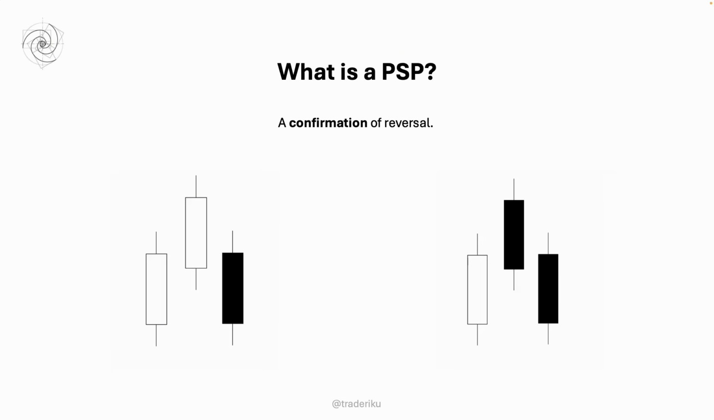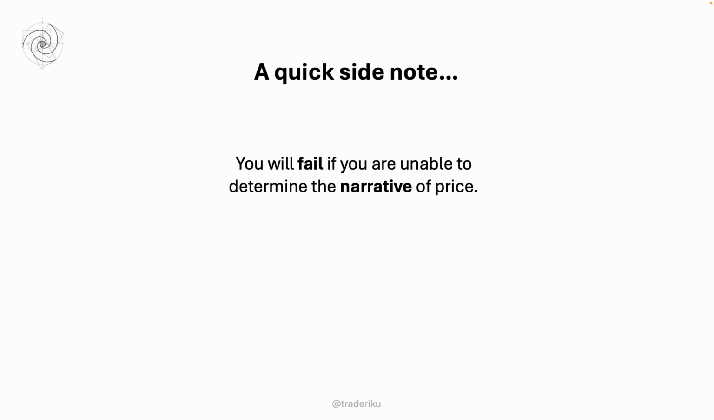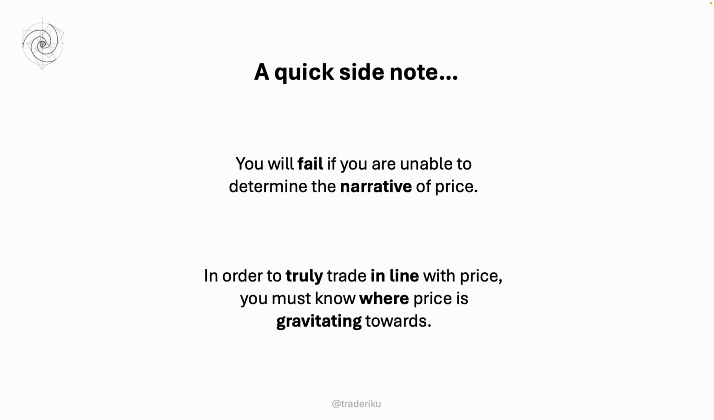So now you should understand what a sequential SMT is and what a precision swing point is, and we can begin to apply it and blend it into a model. One quick side note is you're going to fail if you're unable to determine the narrative of price. In order to truly trade it in line with price, you must know where price is gravitating towards.